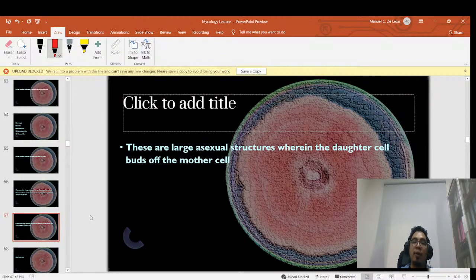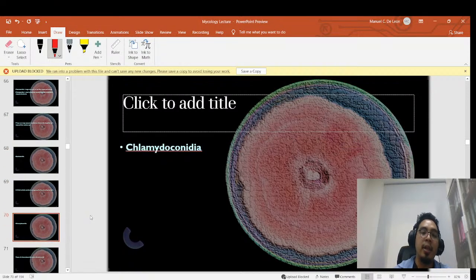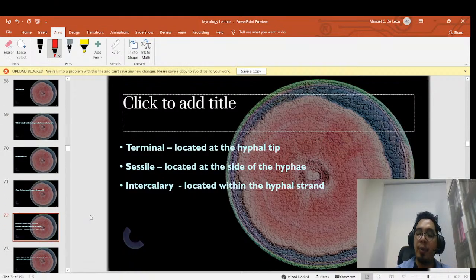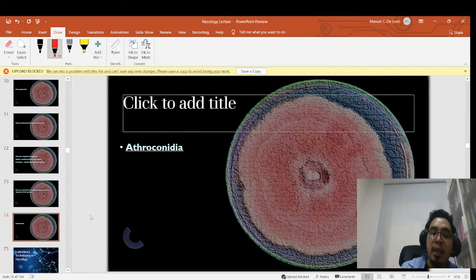All right. Now let's move on to large structured parts, that's blastoconidia. We already answered that one. Let's move on to chlamydoconidia, chlamydospores. These are barrel shaped, cask shaped, and cylinder shaped, or that form fragments. The key word here is fragments. Okay, so this is your, what do you call this? Arthroconidia. So from the name itself, it looks like bones. Okay, so arthroconidia is the one that branches off of those things.